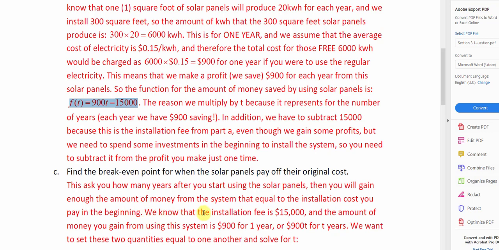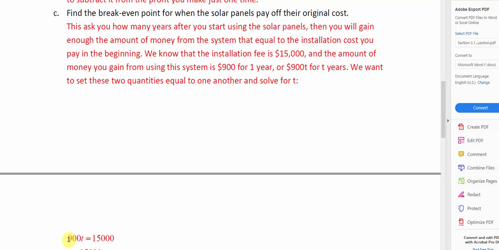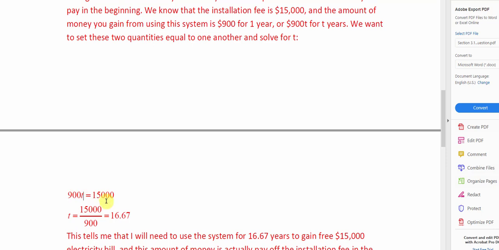Well, we know that the installation fee is $15,000, and the amount of money you gain from using this system is $900 per year. So 900T for T years. We want to set these two quantities equal to one another and solve for the time T. Because this is the profit, the gain from using the solar panel, but this is the initial cost. So we set them equal to one another and solve for T.